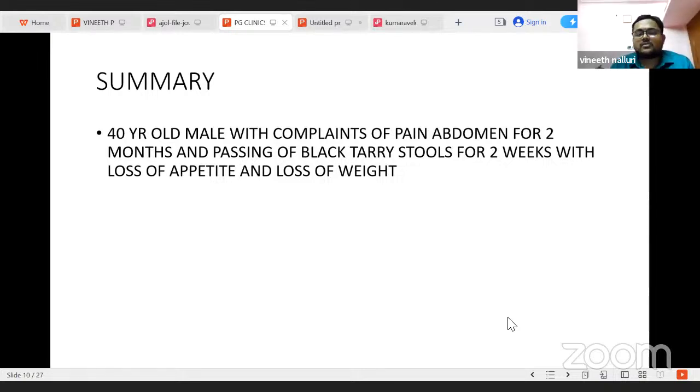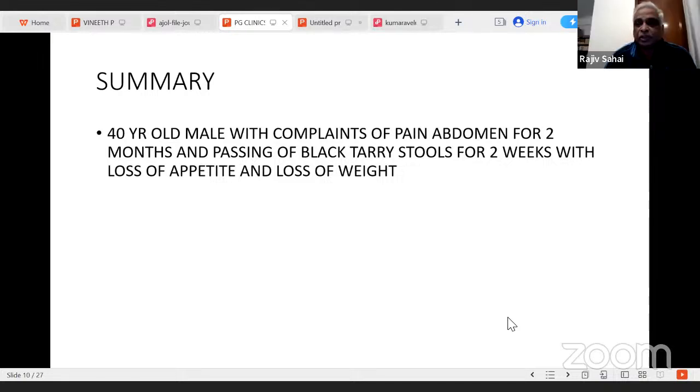Yes, ma'am. The summary is: 40 years male with complaints of pain abdomen for 2 months and passing of black tarry stools for 2 weeks with loss of appetite and loss of weight. From the above history, I conclude that patient has pathology in gastrointestinal tract.